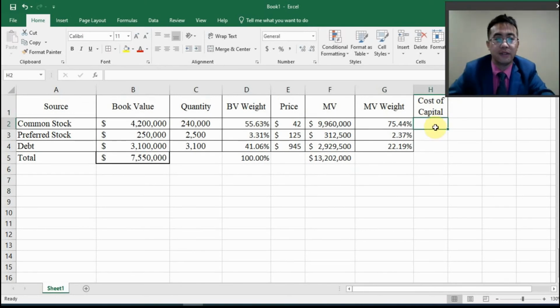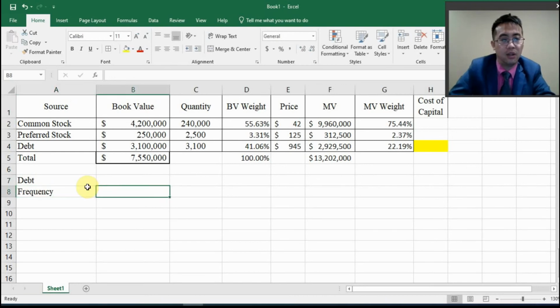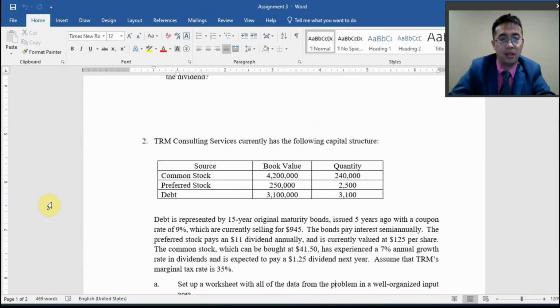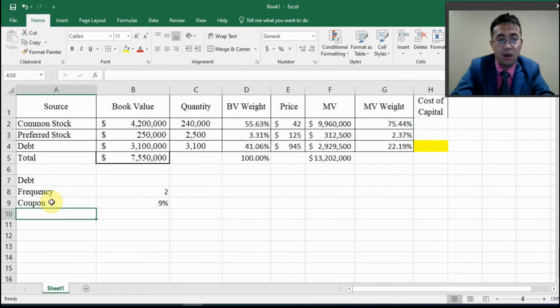The cost of debt here is what I'm solving for first. So I need to put in the debt information. I have the frequency equals 2. That's a semi-annual bond. And I also have the coupon rate. It is 9%.